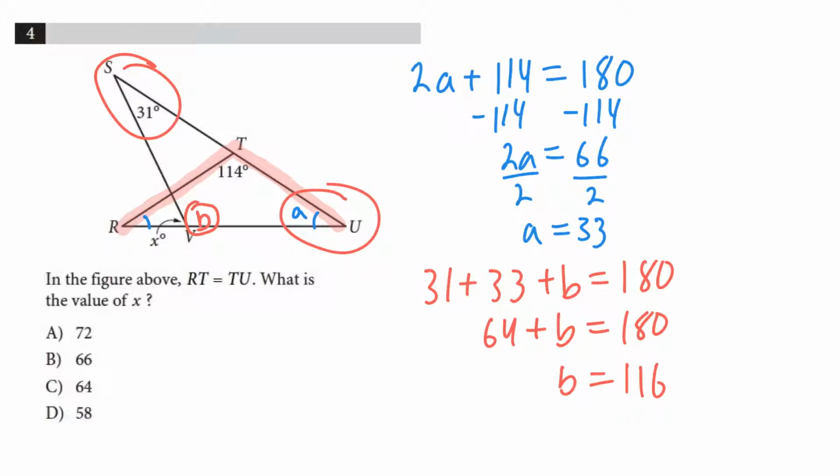Well, I know that x and B sum to 180. Therefore, I know that x has to be 64. So C is my solution.